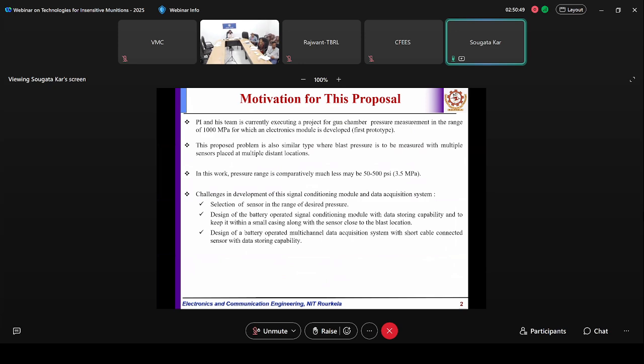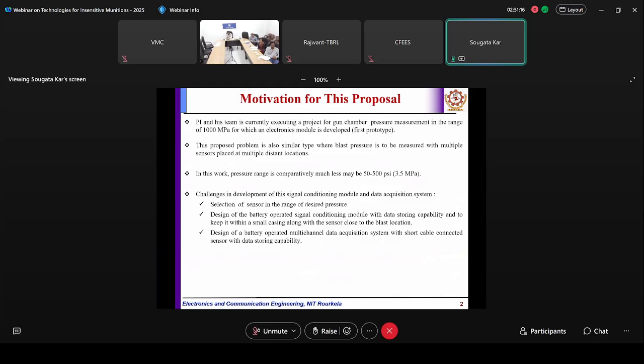The challenges are basically that we have to select the proper sensor. For this kind of application, high pressure measurement, the sensors are mostly supplied by either Kistler or PCB Piezotronics. In our current application, we are using the sensor from Kistler, but we can use the sensor from PCB Piezotronics also. We have to select the particular sensor which has the actual range of detection.